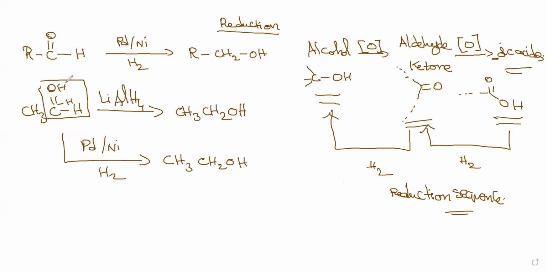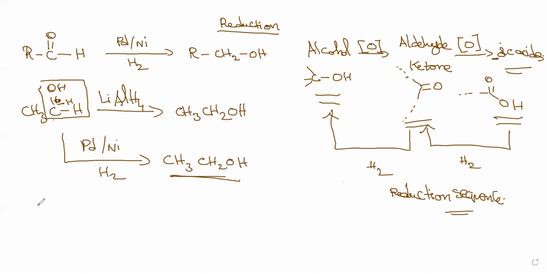You attach one hydrogen on the oxygen, attach one hydrogen on the carbon, and break that middle bond. One pi bond you break. So this is what is happening. Clear? I hope it's clear. That's the reduction of carbonyl compounds. This is how we achieve it.